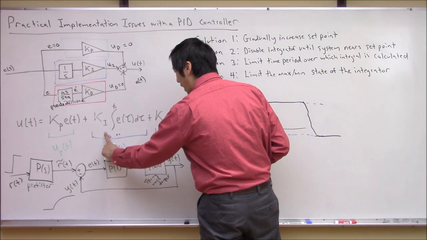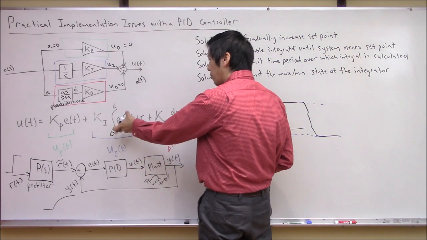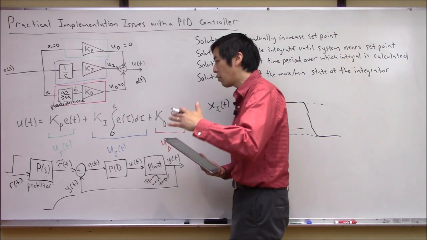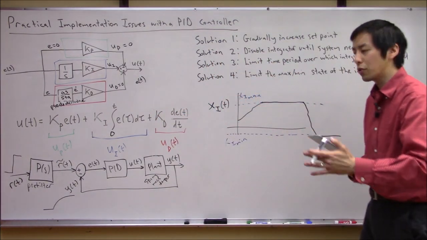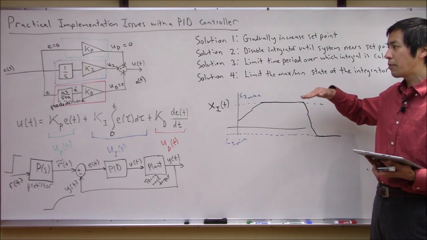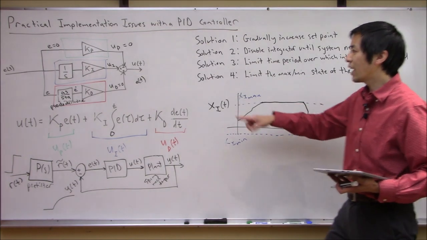Maybe let's change this back to the original control law, except this integral term right here, you are only going to allow it to stay at a certain value. So the state of the integrator is going to be capped at an upper and lower limit. And again, I'm stressing that word, it's the state, it's not the output.